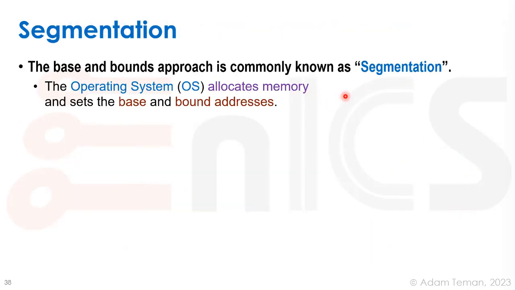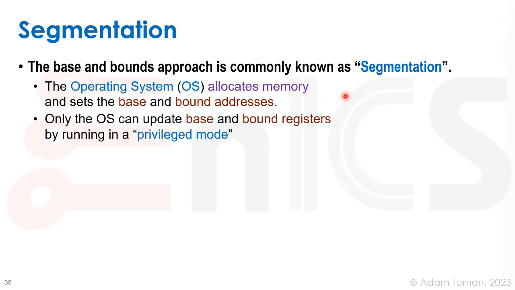Okay, and the operating system is what allocates the memory to set the base and the bound addresses. The operating system is the only one that can actually access these base and bound registers and make these decisions, and it's done in something that we call a privilege mode. And in the next lecture about operating systems, we'll discuss privilege modes in much more depth.